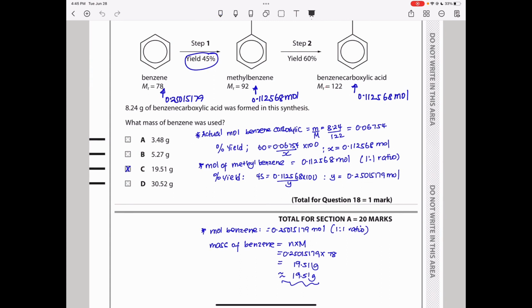So I came to my final calculation down here. As you can see, the moles of benzene are similar to the moles calculated previously here because of the ratio 1 to 1. Now that I have the moles and I have the molar mass, I can calculate the mass of benzene. Mass of benzene should be the moles of benzene times the molar mass of benzene, which is 19.511. And this is going to be the closest answer. So rounding off to 19.51 grams, the answer should be C.